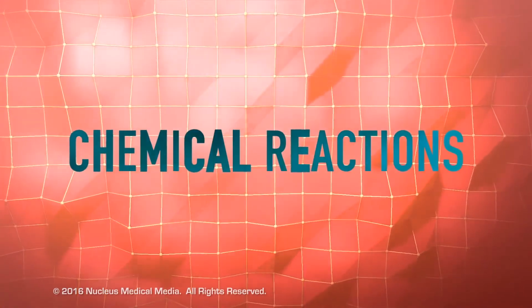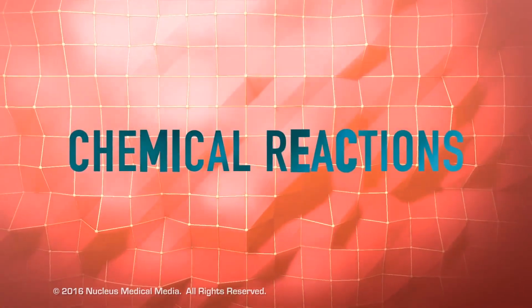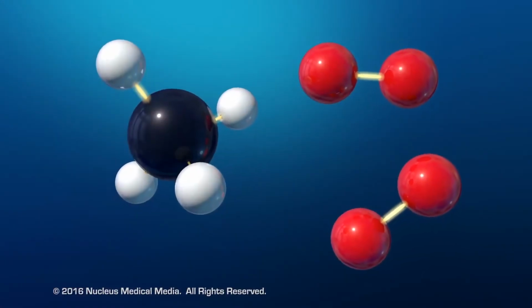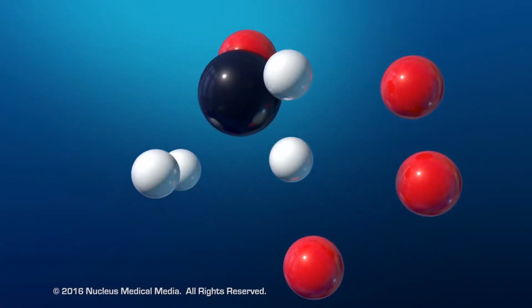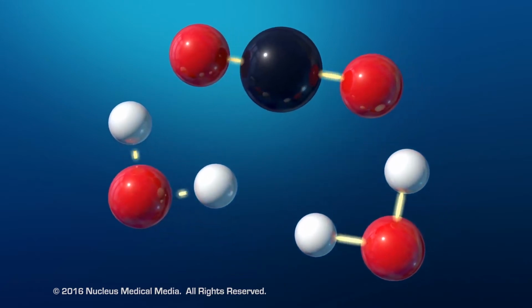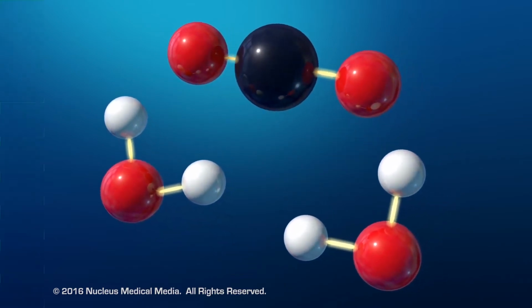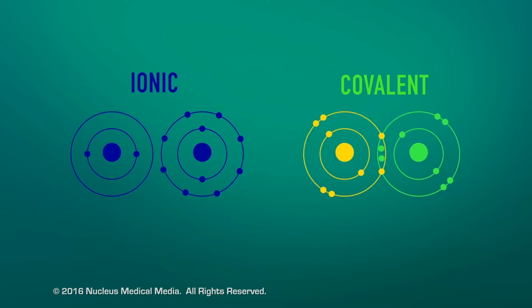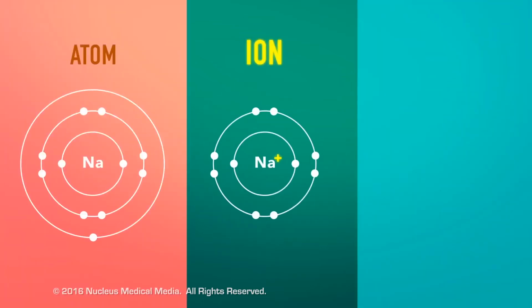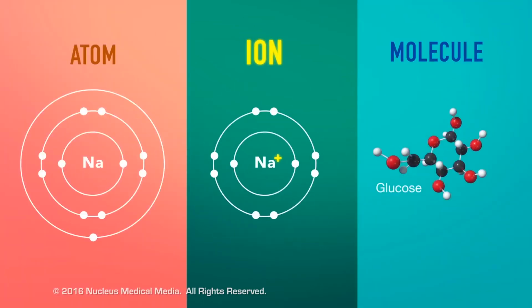What are chemical reactions? A chemical reaction is a process in which substances interact to form different substances by breaking, forming, or rearranging their chemical bonds. Substances that take part in a chemical reaction may be ionic or covalent compounds, as well as the atoms, ions, or molecules of some elements.